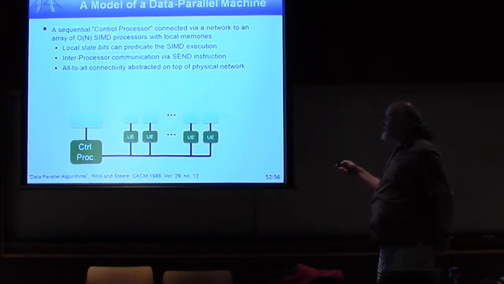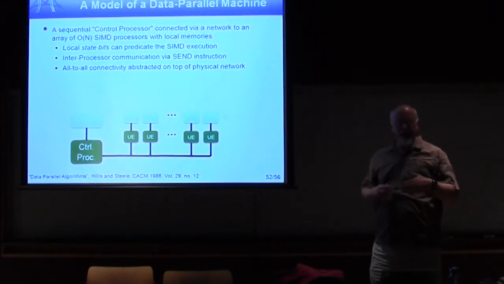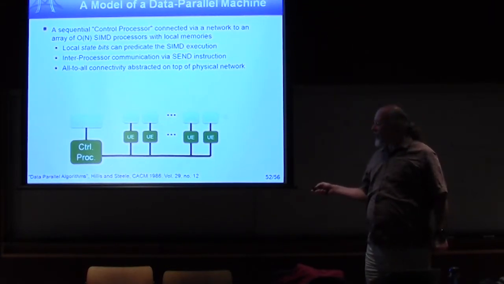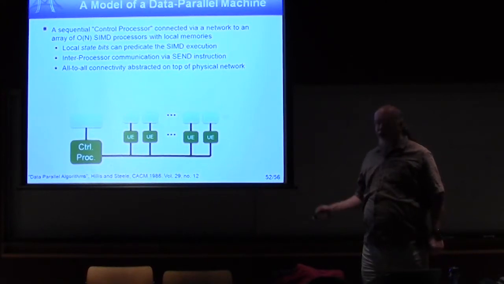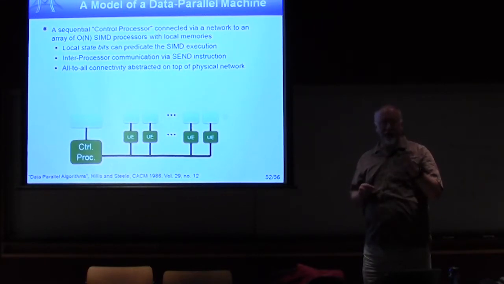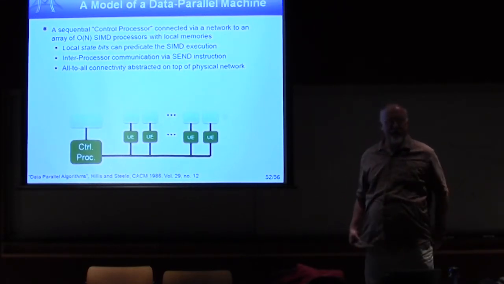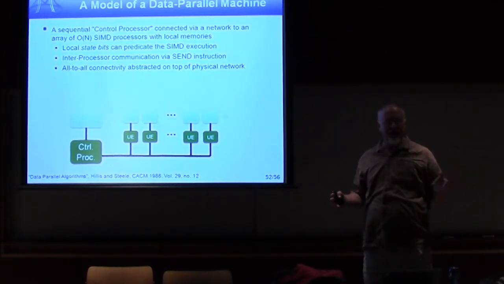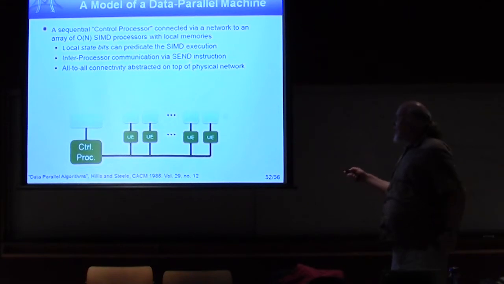Local state bits can predicate the single instruction multiple data execution. In other words, even though I'm running the same program, depending on how things are shaping up at an individual execution unit, I may decide to do that operation or not. I can't branch and do something else altogether, run a whole other instruction stream. All I get to do is either execute that instruction or not. You can look at particular logic bits. You have interprocessor communication via send instructions, and all connectivity is abstracted on top of this.